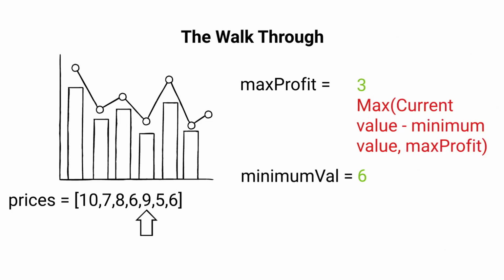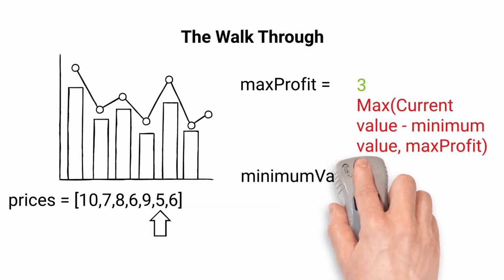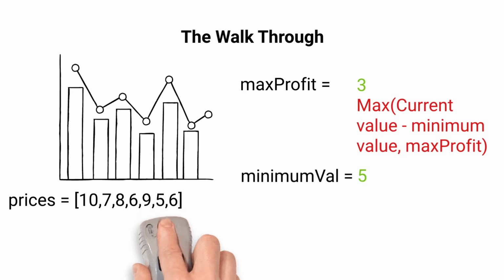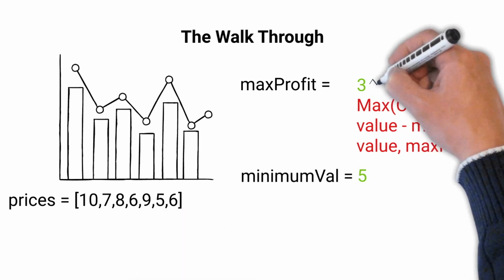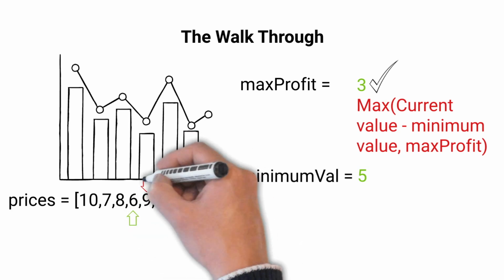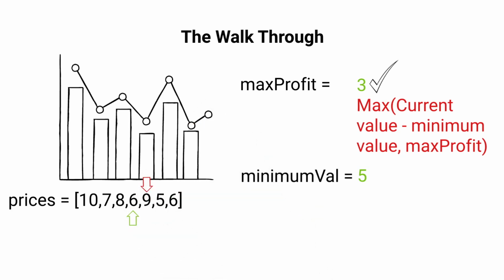We go to the next item in the array, we then update the minimum value to 5, and we go to the final item in the array, which is a price of 6. Okay, so we've come to the end of the array, and now we return 3, which is the max profit. And that's obtained by buying at 6 and selling at 9.